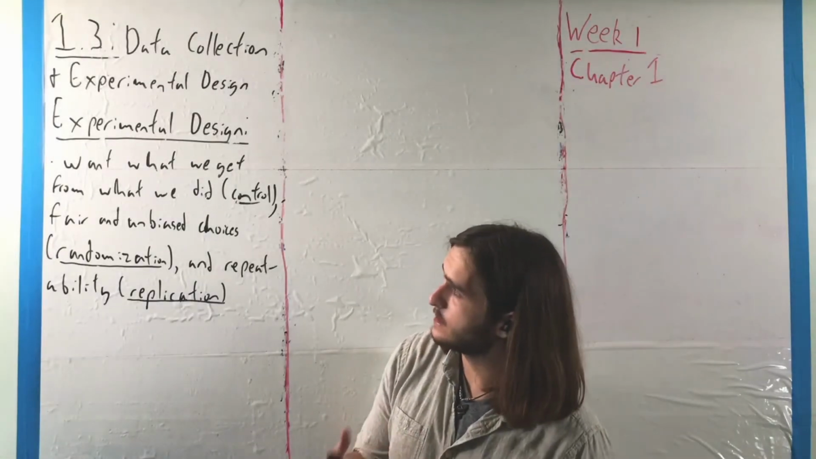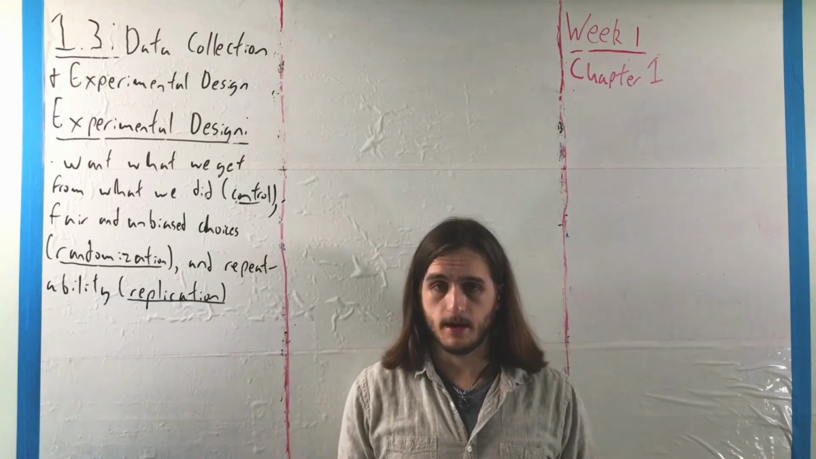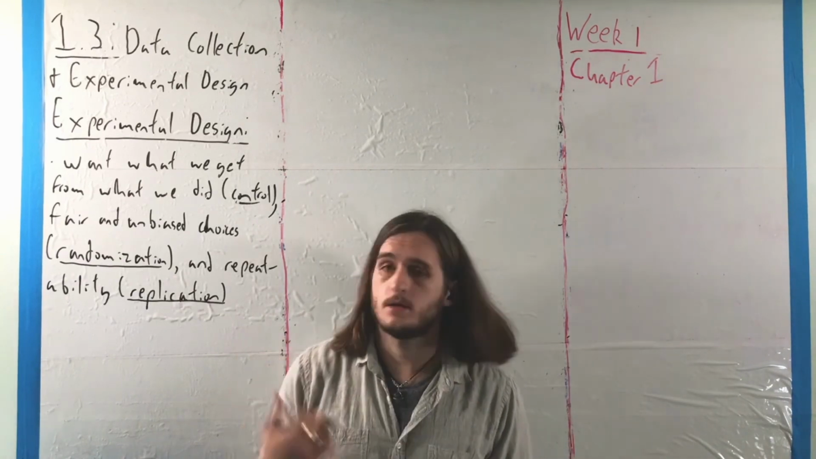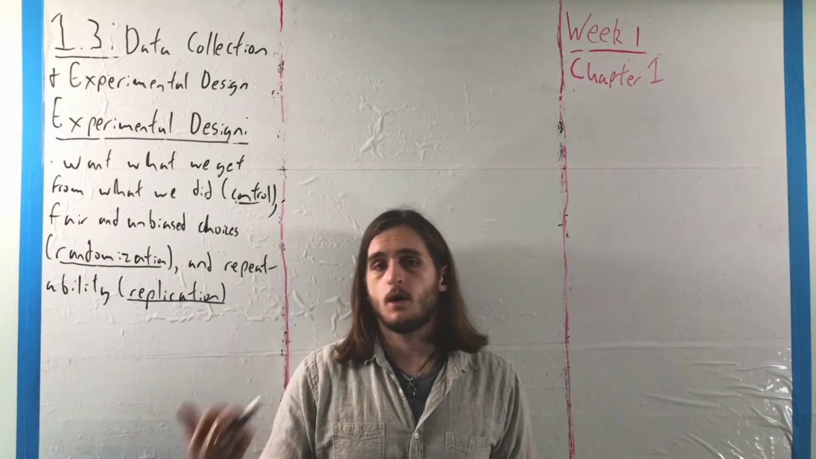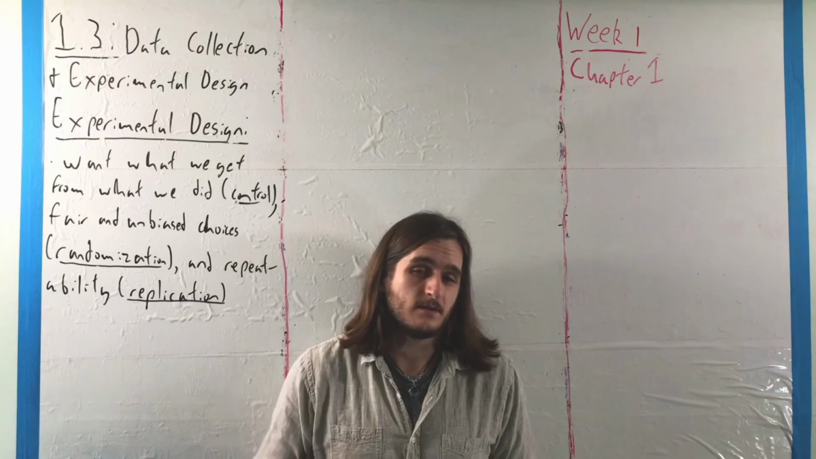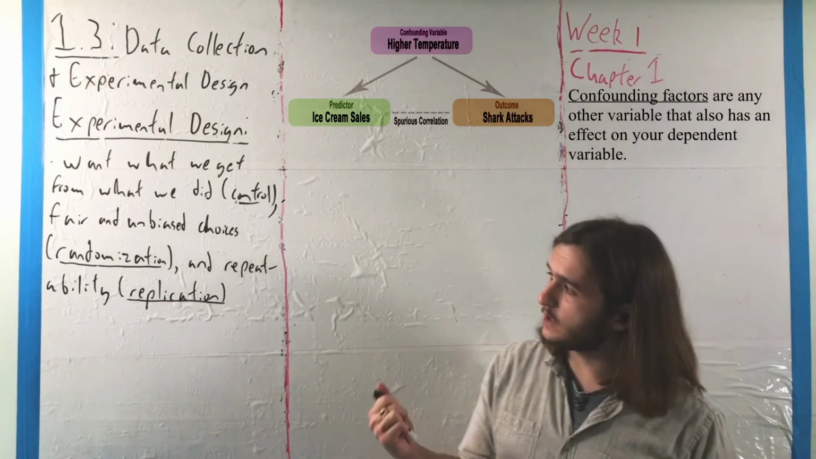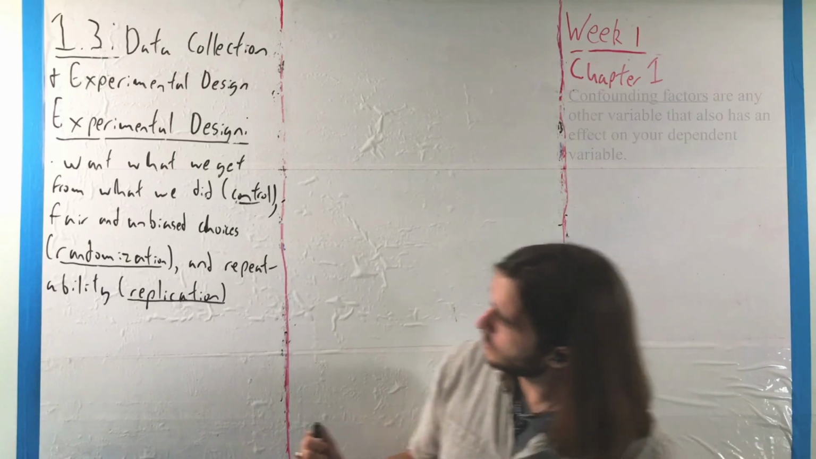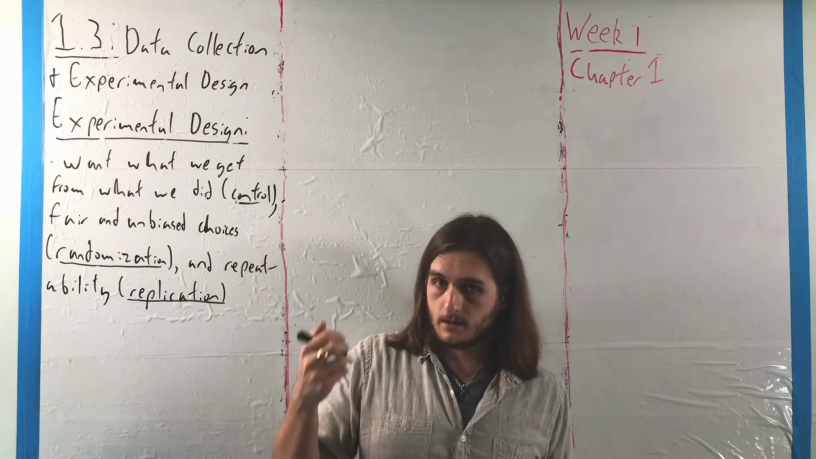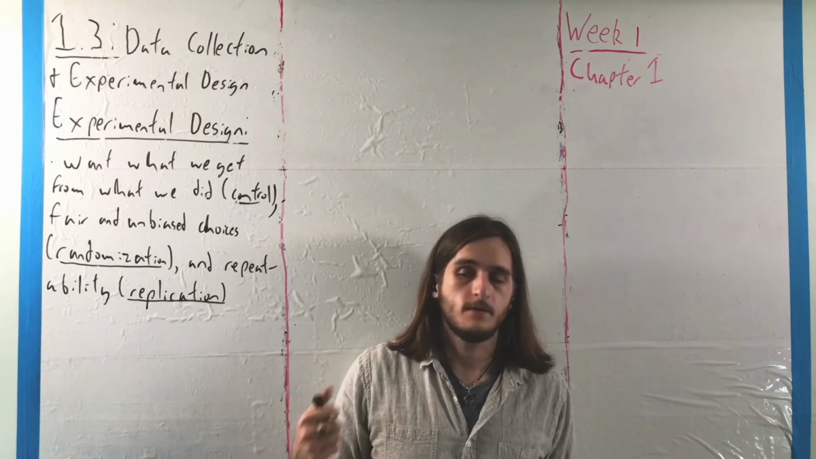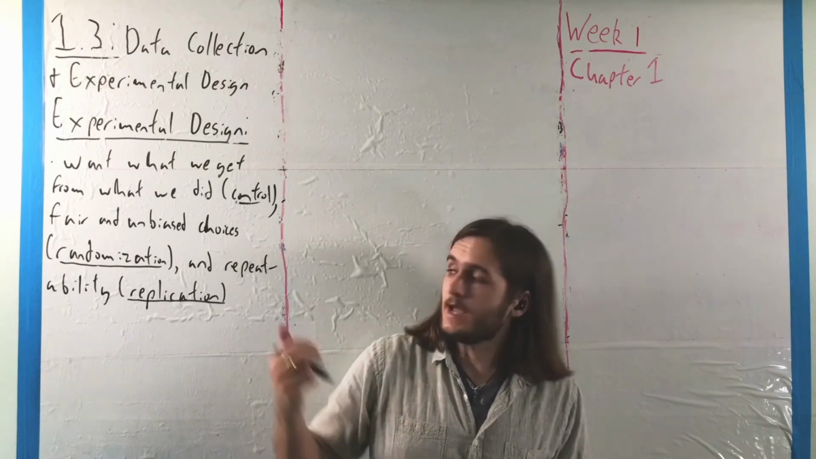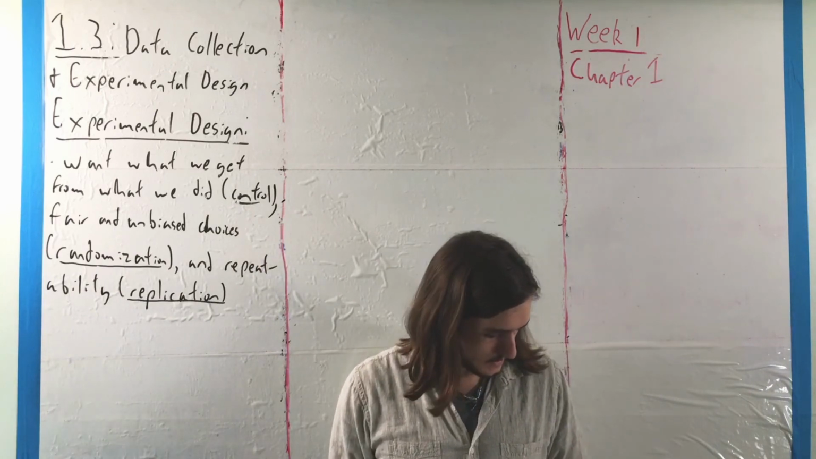When we work with an experiment, we have a few goals to keep in mind. Mainly, we want to be able to have control, randomization, and replication. That is, we want what we get to actually have come from what we did. We don't want confounding factors, as it were, throwing off our results. From there, we want the selections we make for our study, for our experiment, to be fair and unbiased. And we want our results to be fair and unbiased, which is where the randomization comes into play.